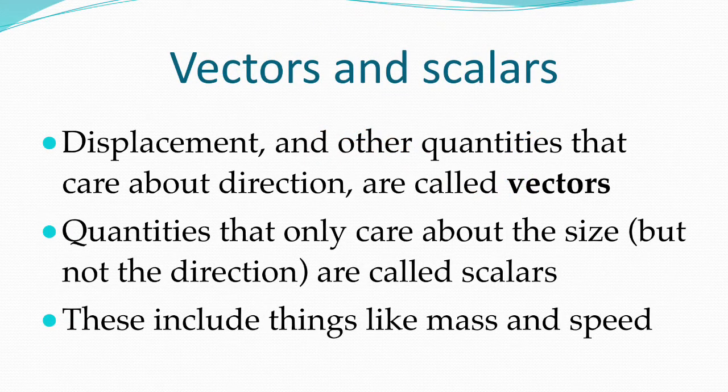Displacement has both direction and magnitude. It's what's called a vector, and all vectors have both direction and magnitude. If a quantity only has a magnitude or a size, it's called a scalar quantity, such as mass or speed.